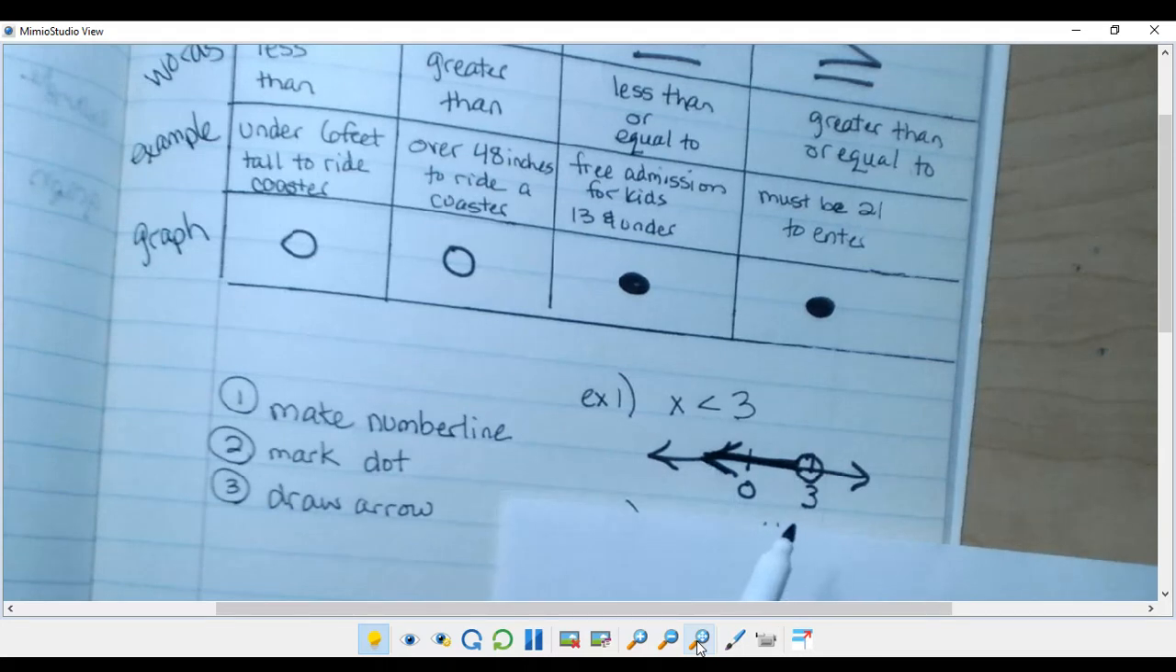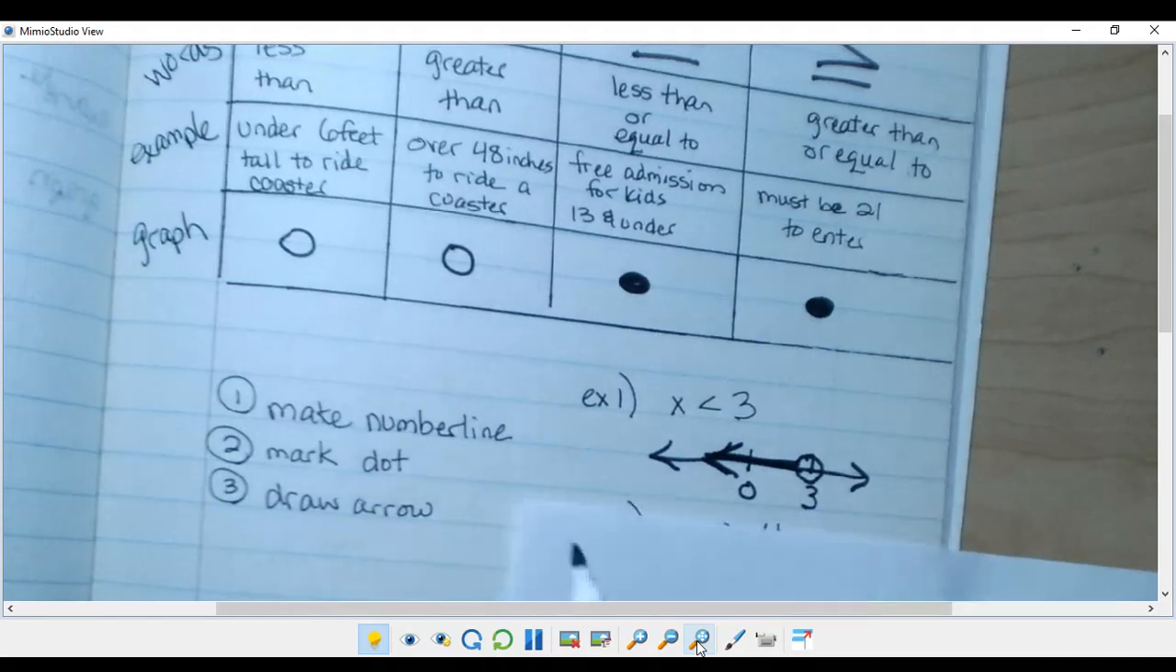Would negative 100 be an answer for this? Sure. Would 3/4 be an answer to this? Sure. Would 3.2 be an answer to this? No. 3.2 is over here. Okay, let's do our next one.